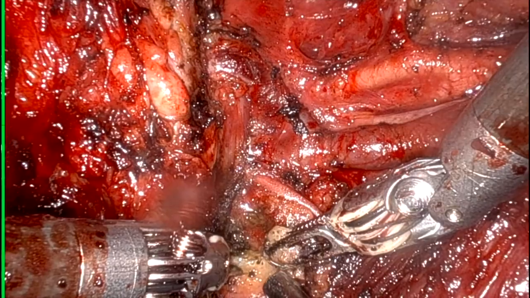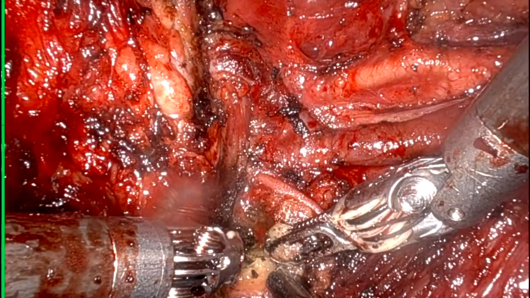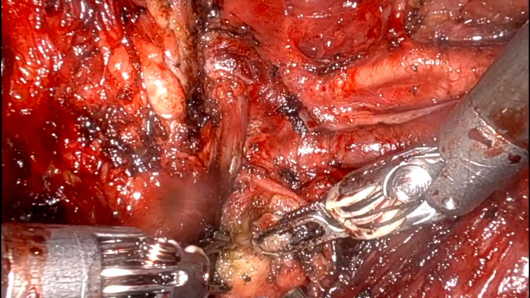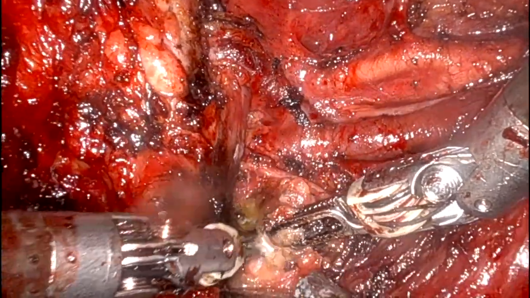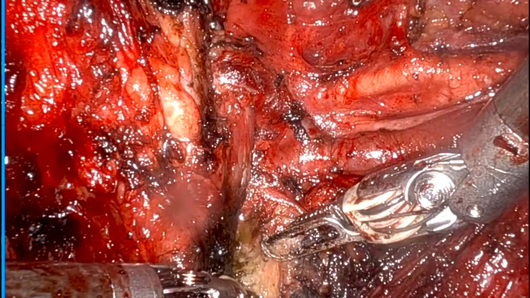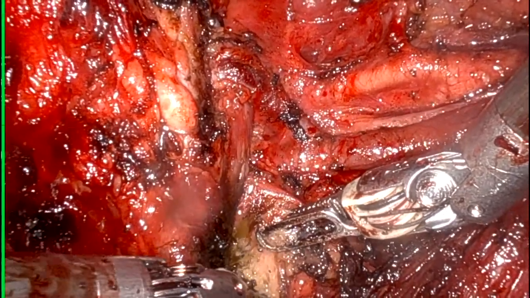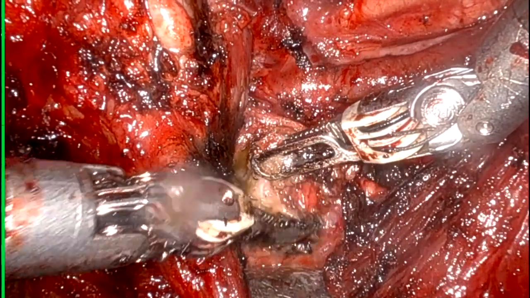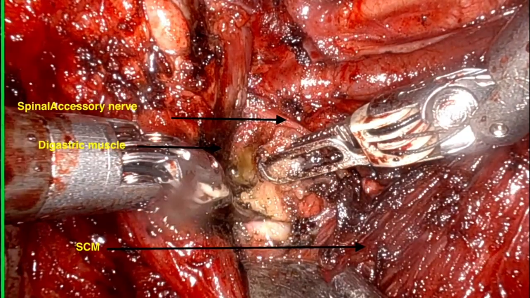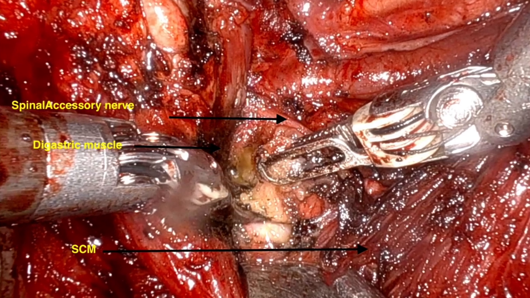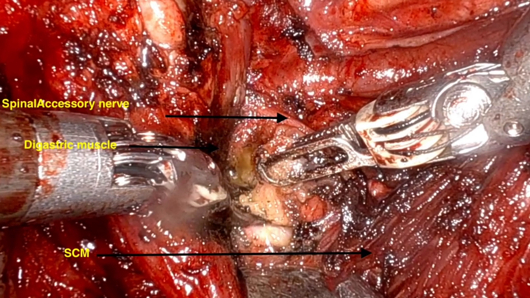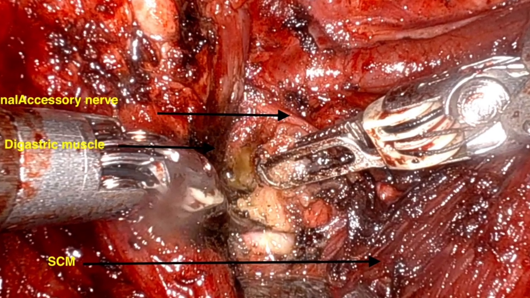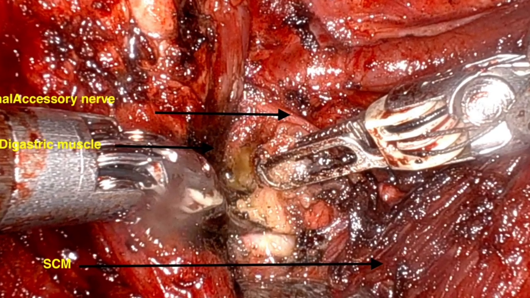Level 2B dissection is exactly the same as we do in open surgery. We will go along the digastric muscle. We will reach the sternodigastric junction. This is for your orientation. From top to bottom: spinal accessory, digastric and sternocleidomastoid muscle. So now we are moving along the sternocleidomastoid muscle.